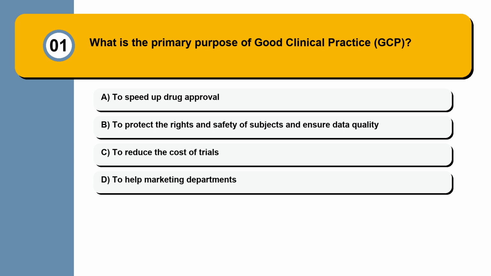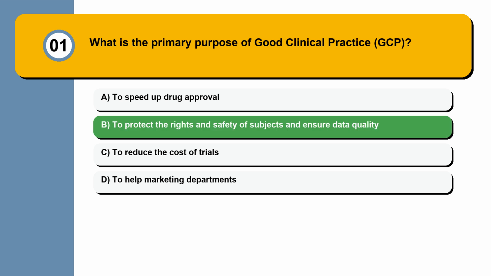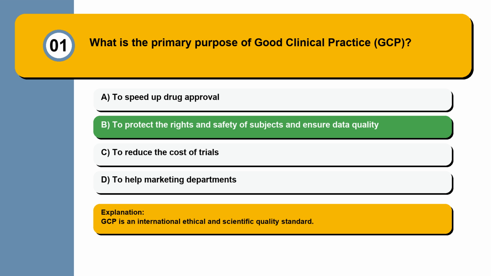Question 1. What is the primary purpose of good clinical practice, GCP? To speed up drug approval, to protect the rights and safety of subjects and ensure data quality, to reduce the cost of trials, to help marketing departments. GCP is an international ethical and scientific quality standard.